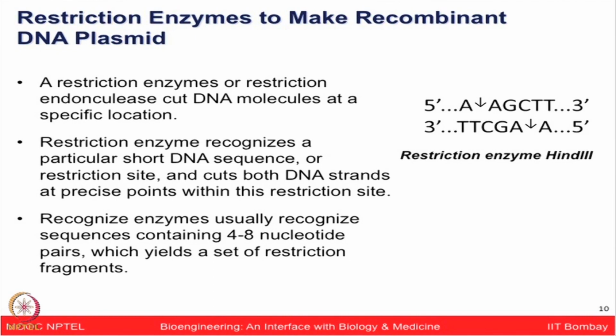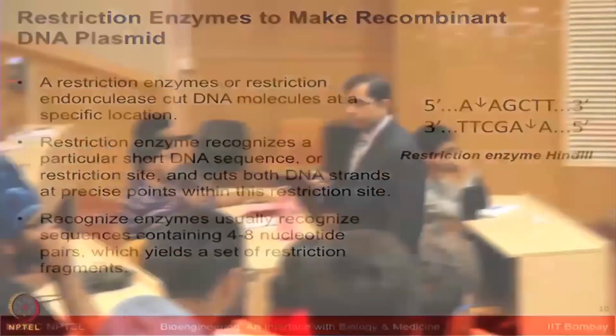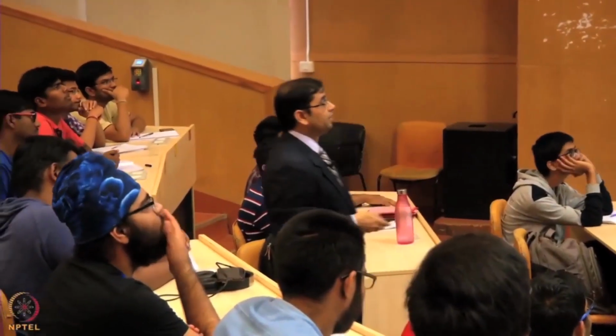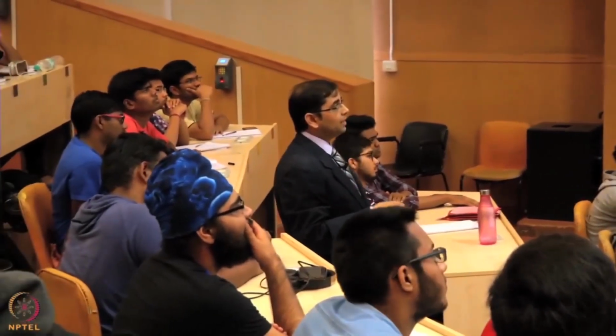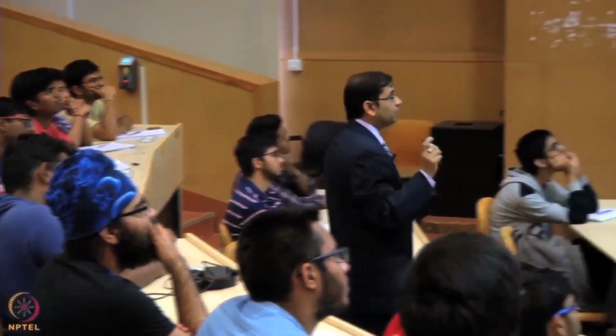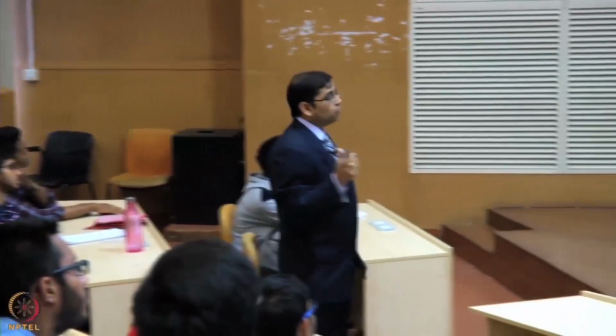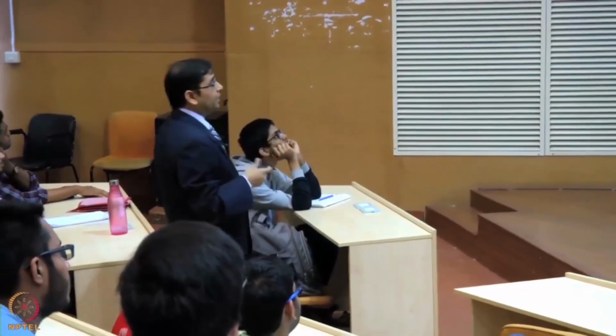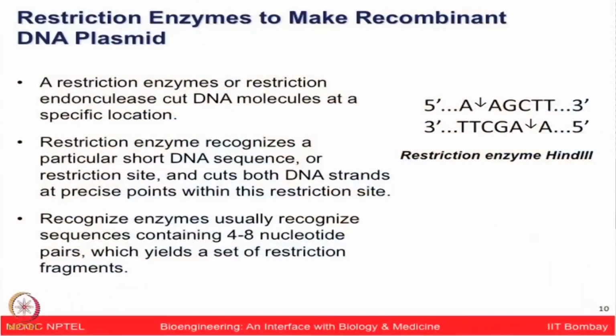So this particular thing is known as a restriction site, because you are able to very precisely cleave this particular DNA fragment at that site. So these restriction enzymes are very precise, very specific. Now if we look at different properties of these restriction enzymes, they recognize very short stretches of DNA sequences, sometimes 4 to 8 nucleotides long, and they can cut both DNA strands at very precise points within the restriction sites.